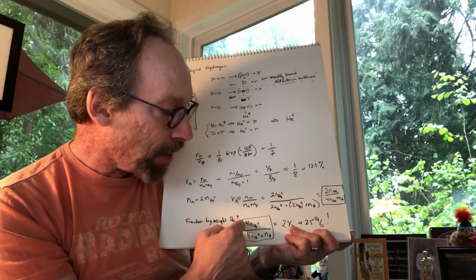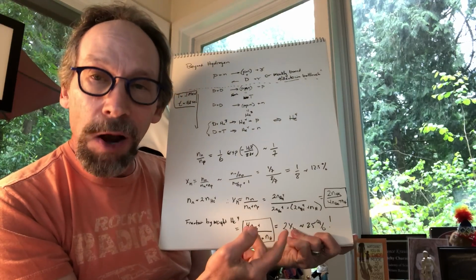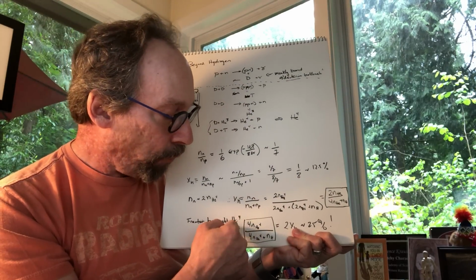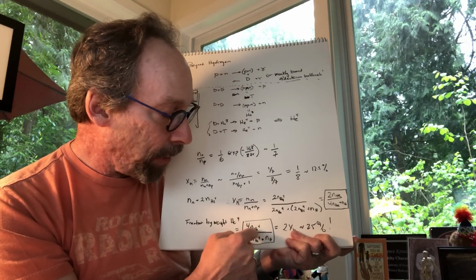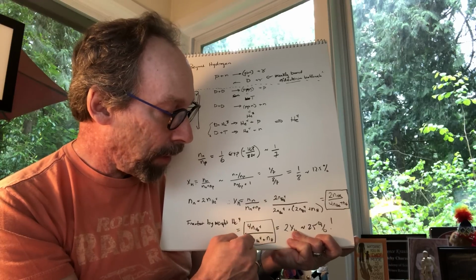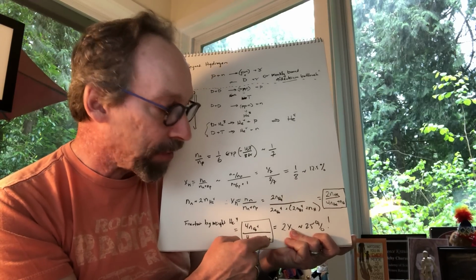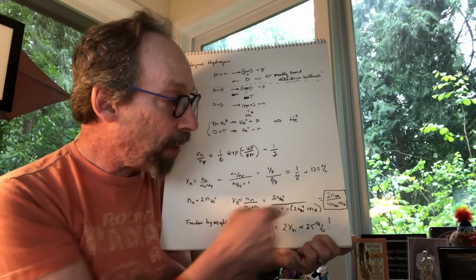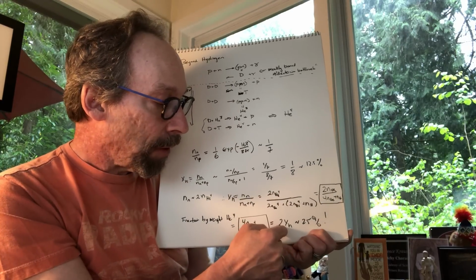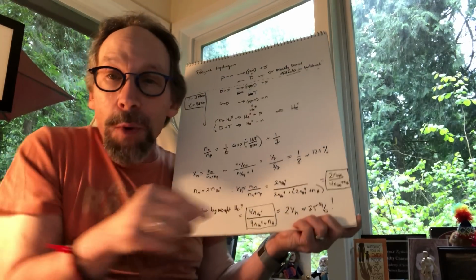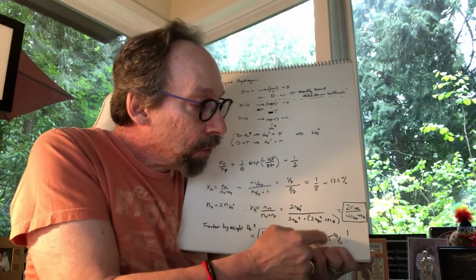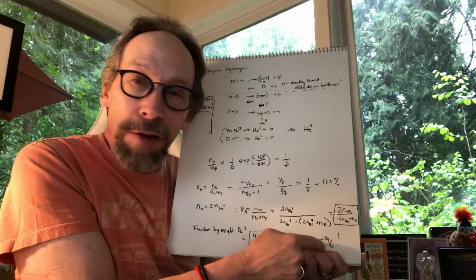Well, helium has a mass number 4. And if helium and hydrogen are the only things around, the fraction by weight is the weight of helium, 4 times the number of helium atoms, over the 4 times the number of helium atoms plus the number of hydrogen atoms. But this is twice that. So the fraction of helium by weight is twice 12.5% or 25%.